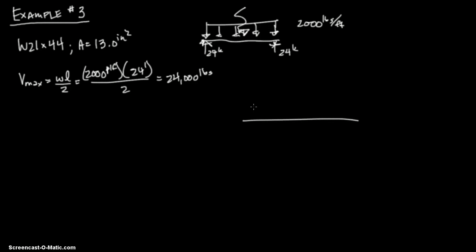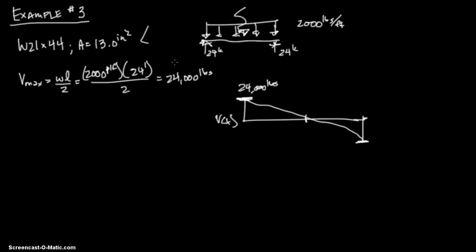24 kips. And if you think about the shear moment diagram real quick, here's your shear diagram. It's going to go up 24, and it's going to go down 24, and it's going to go up again to 0. And right in the middle would be 0. I hope that makes sense. And that's your shear diagram, and this is going to be 24,000 pounds, or 24 kips. All right, so our Vmax is going to be right at your bearings. It's going to be 24,000 pounds.